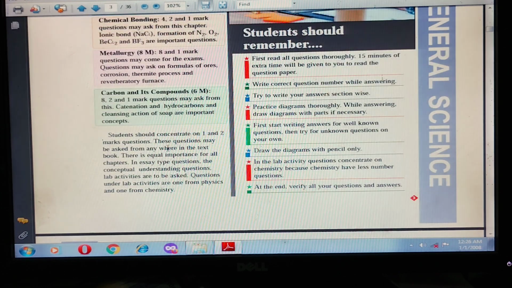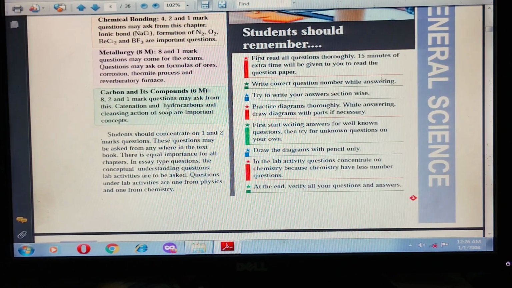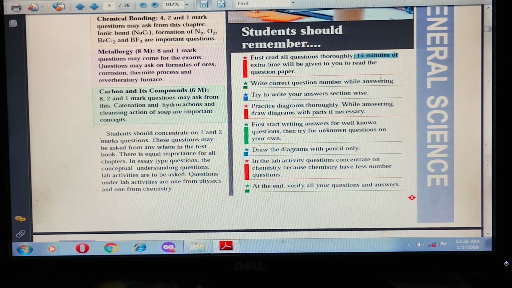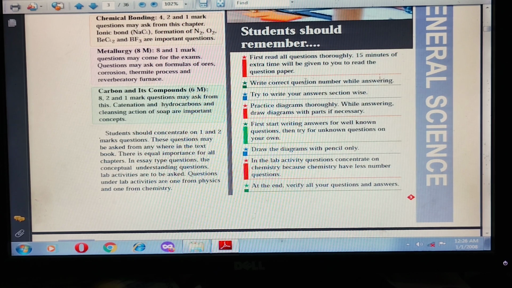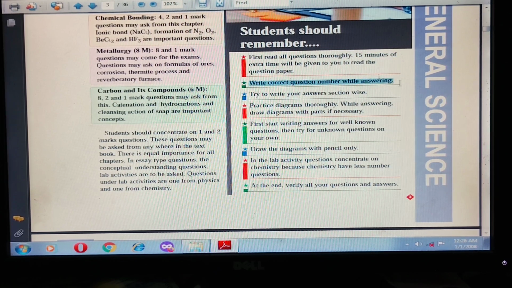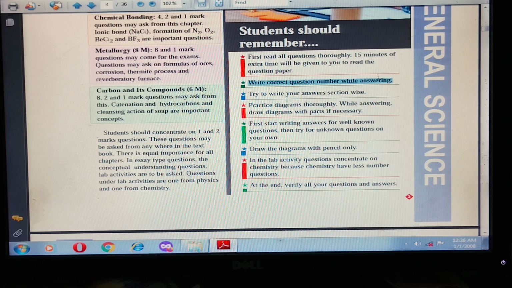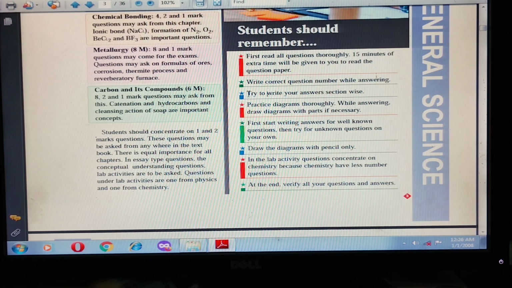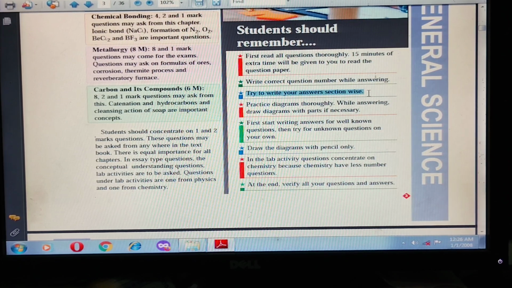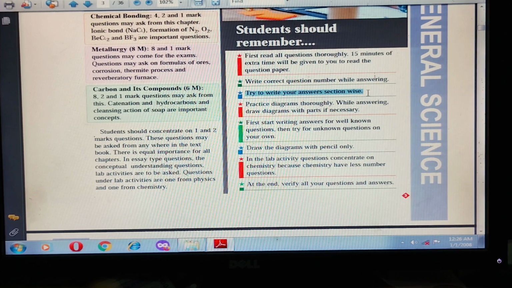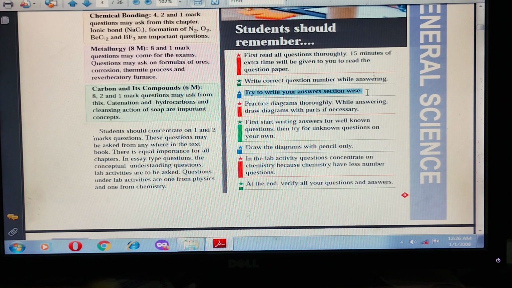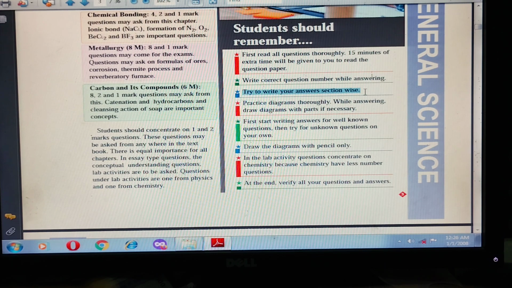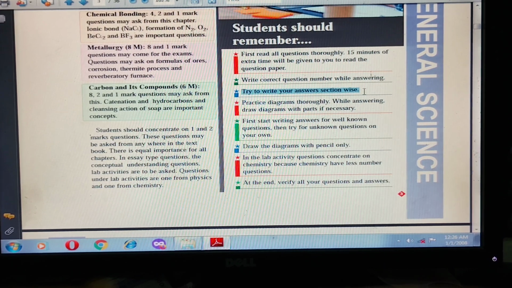Students should remember while writing the exam, as I explained in my previous video, that after receiving the question paper, you should read it for 15 minutes. Write the correct question number while answering. So in your answer script, you have to mention the correct question numbers. Try to write your answers section wise. For example, if you know the answers of all questions in section 2, you should start with section 2 and complete all the questions in section 2. Likewise, you have to write the answers section wise.